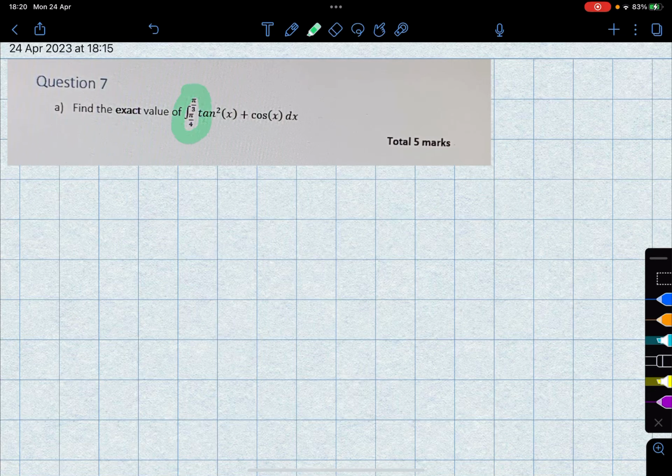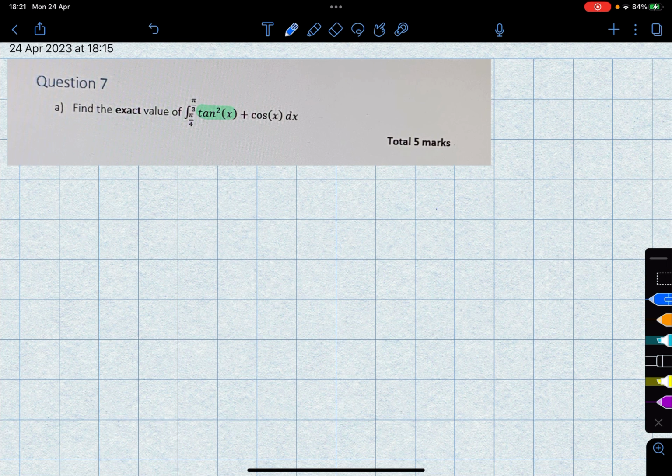Here we have a definite integral. Definite because we have these limits, and we have two trigonometric functions, cosine and tan squared. Cosine, we know how to integrate that, that's just sine. Tan squared, we don't know how to integrate that. So we need to use some kind of trigonometric identity to rewrite tan squared in terms of things that we do know how to integrate.